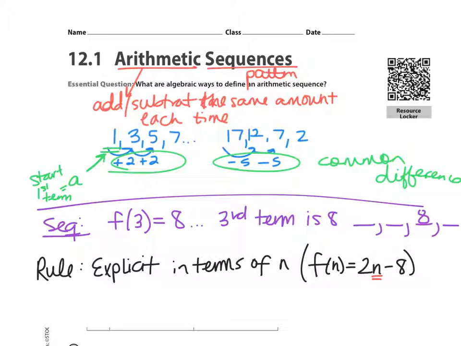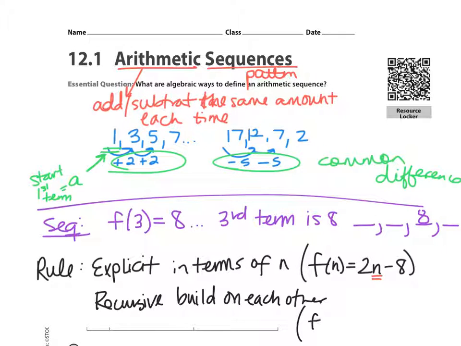And then we also have recursive, and these build on each other. So this is what a recursive one would look like. A recursive sequence might say f of n equals f of n minus 1 plus 7.